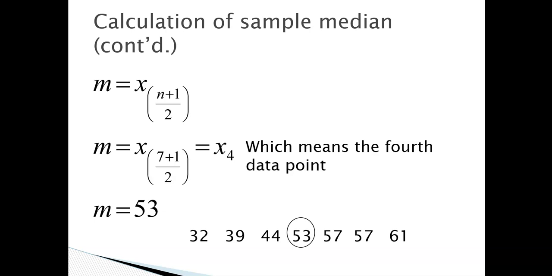And then the median will be the x of (7 plus 1) divided by 2. 7 plus 1 is 8, divided by 2 is 4. So basically we are saying the median is the 4th data point in the collection of data. In this case, it's 53 years old. So the median for the population is 53 years old.